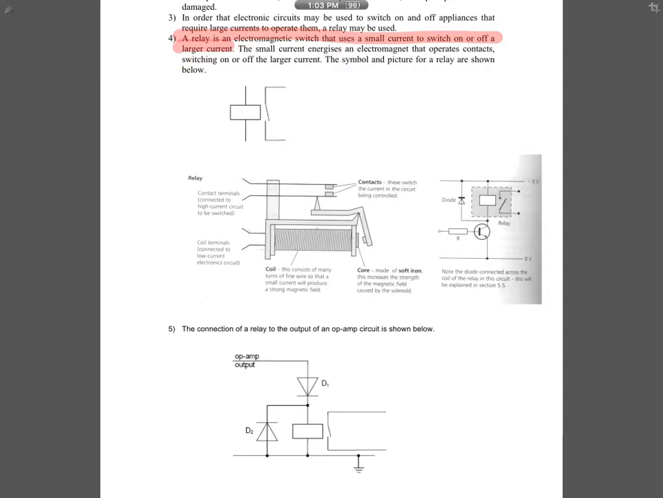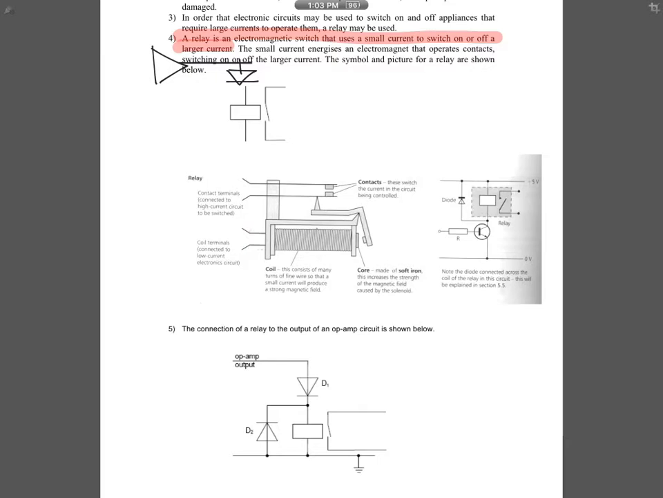Now, the symbol of a relay is a solenoid with a switch. If we look inside the actual component of a relay, the solenoid is here. The two connections to your relay are these two connections here, and the two connections to your switch are here. So let's see what happens. These two points of the relay are connected to, let's say, your op amp. So maybe we can connect your op amp output here, and then we put, let's say, a diode here.